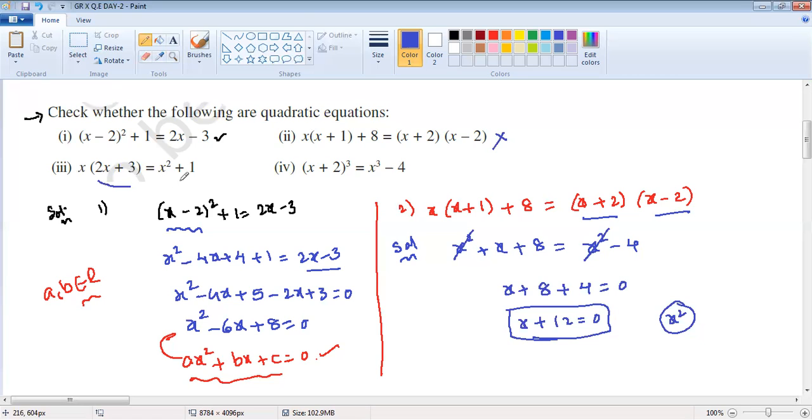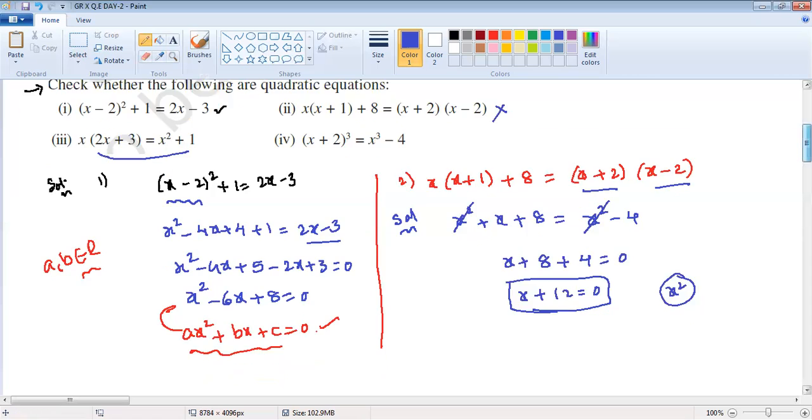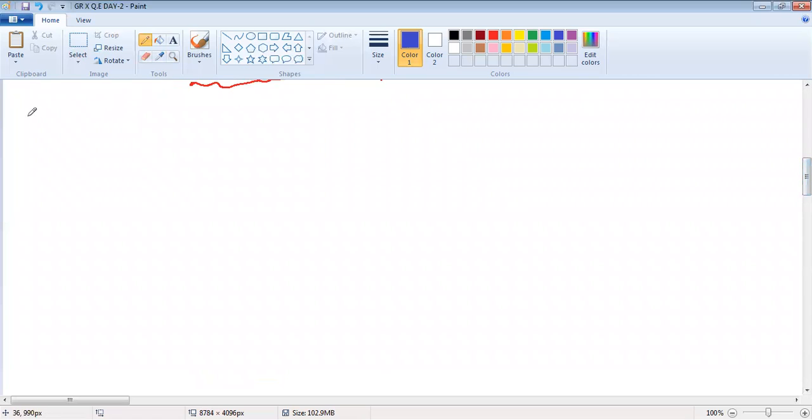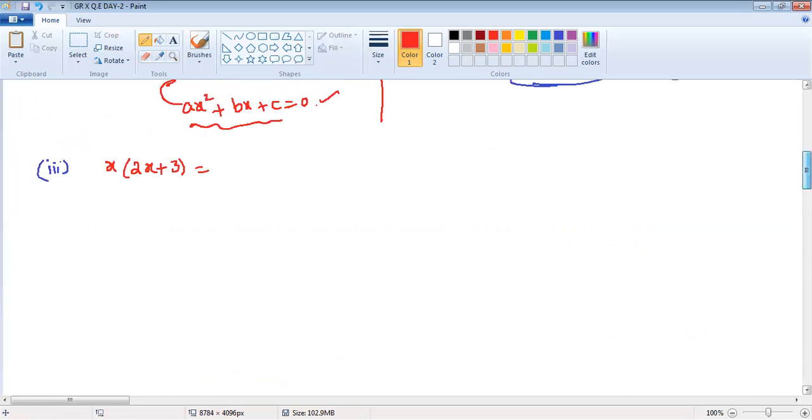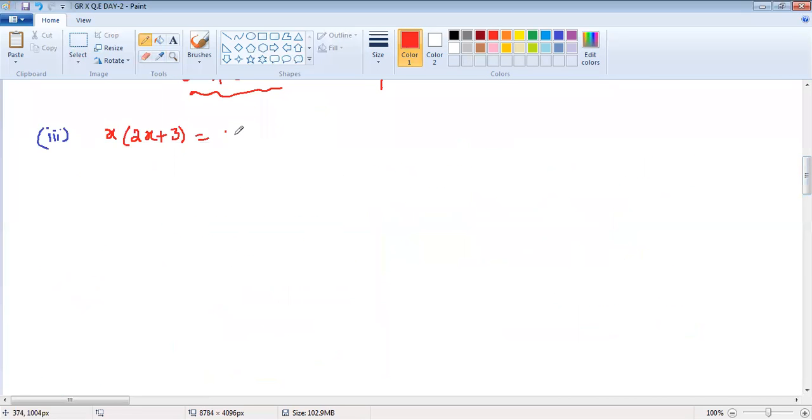Then we'll take the third one, x into 2x plus 3, which is equal to x square plus 1. This you try to simplify.